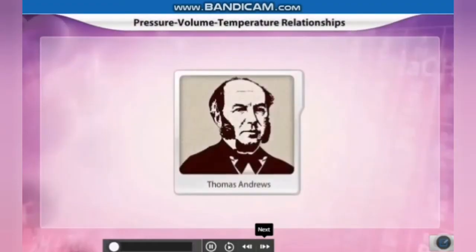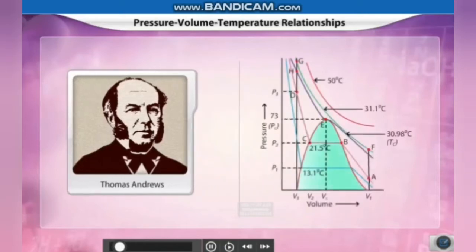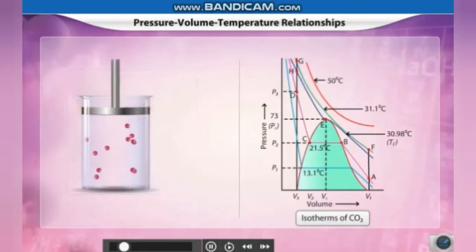The pressure-volume-temperature relationship was studied by the scientist Thomas Andrews, who believed that real gases behave in an ideal manner like carbon dioxide, and so he plotted a graph of carbon dioxide with pressure at various constant temperatures, and this was called an isotherm. From the graph, at high temperature, the isotherms plotted for carbon dioxide are similar to that of an ideal gas. This means the gas cannot be liquefied at higher pressure.